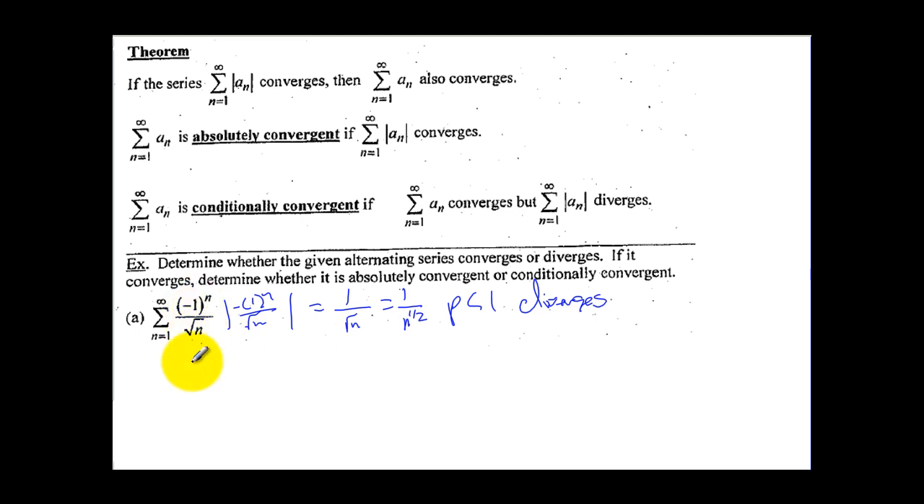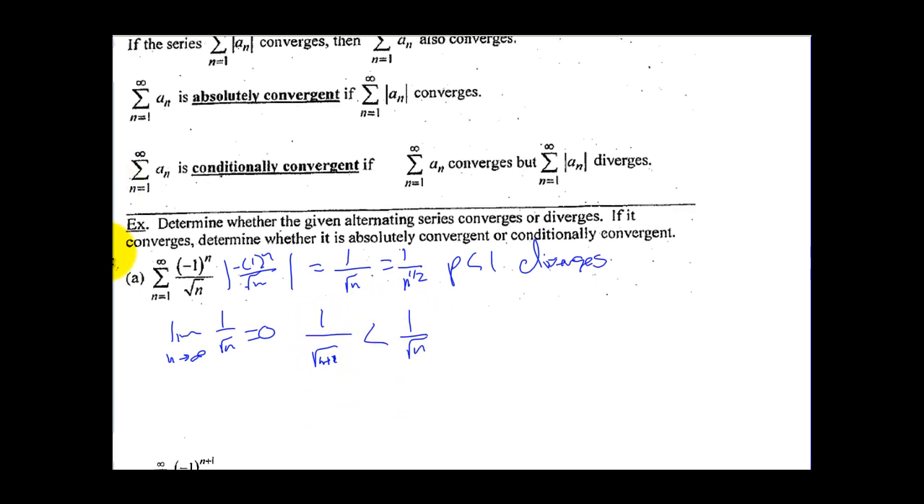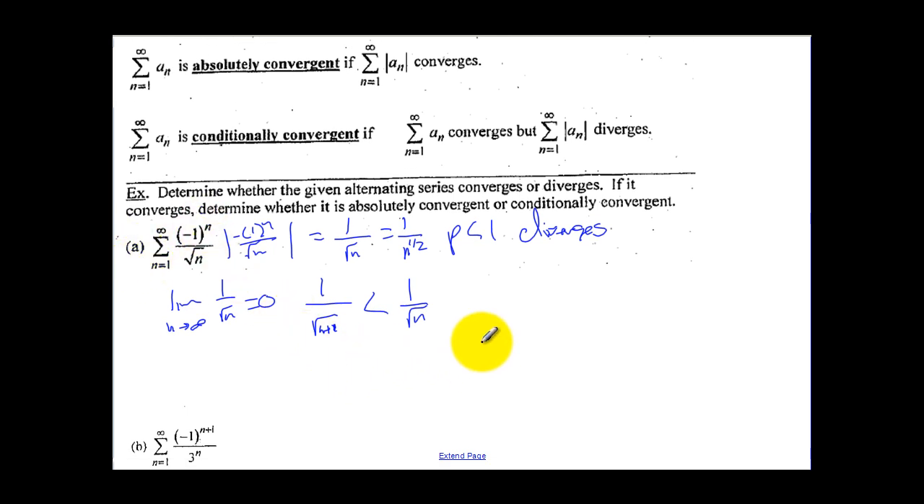Well, now we have to test the original series, and we do the alternating series test. So we have the limit as n approaches infinity of 1 over the square root of n, which is equal to 0, which is exactly what we want. And now we just have to show that 1 over the square root of n plus 1 is less than 1 over the square root of n. Well, if we add 1 to n, this denominator is going to be larger than the one before, which means this sequence is decreasing, so this series passes the alternating series test.